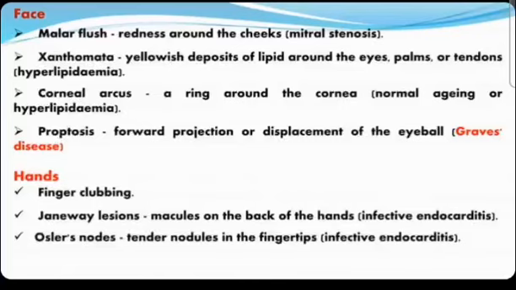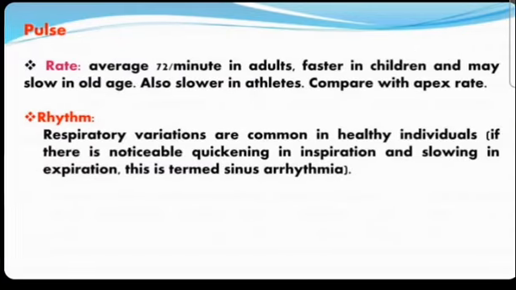In the case of hands, we should look for finger clubbing. Janeway lesions, these are macules on the palms of the hands, seen in infective endocarditis. Osler nodes, tender nodules in the fingertips, also seen in infective endocarditis.